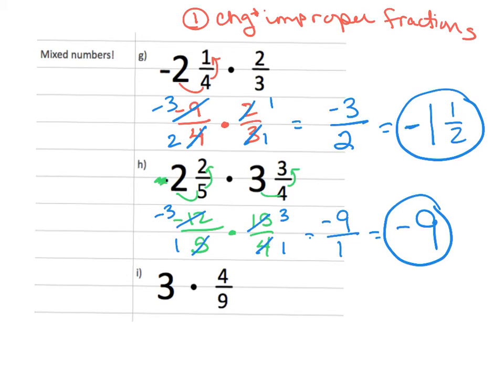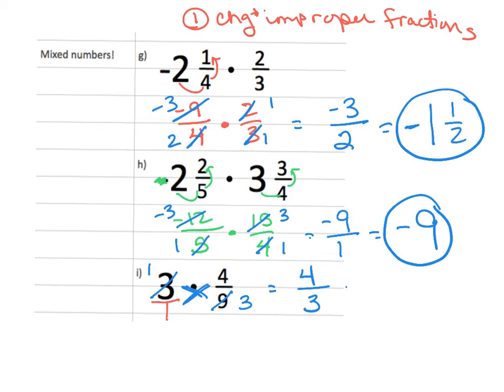A whole number, letter I, look at the whole number. I'm going to just put that over 1. Any whole number I can just put over 1. Now I can do my cross simplification. 1 and 4 can't do anything. 3 and 9. Divide by 3 gives me 1. Divide by 3 gives me 3. Now multiply. 1 times 4 gives me 4. 1 times 3 gives me 3.